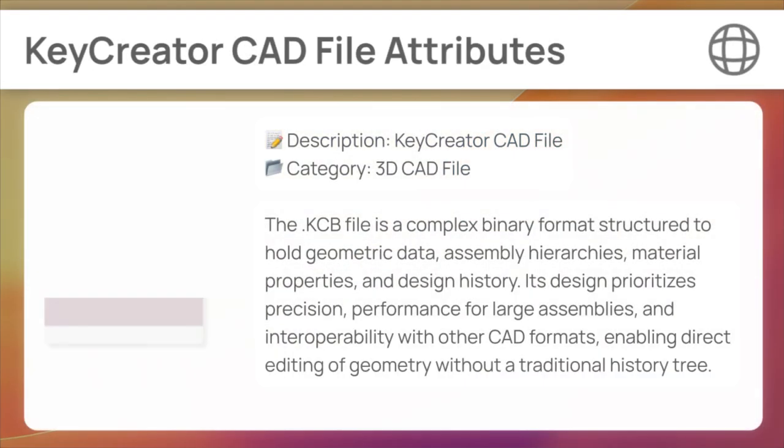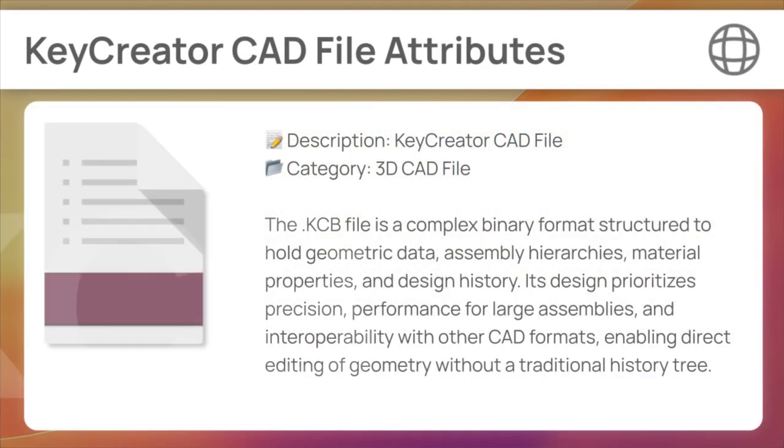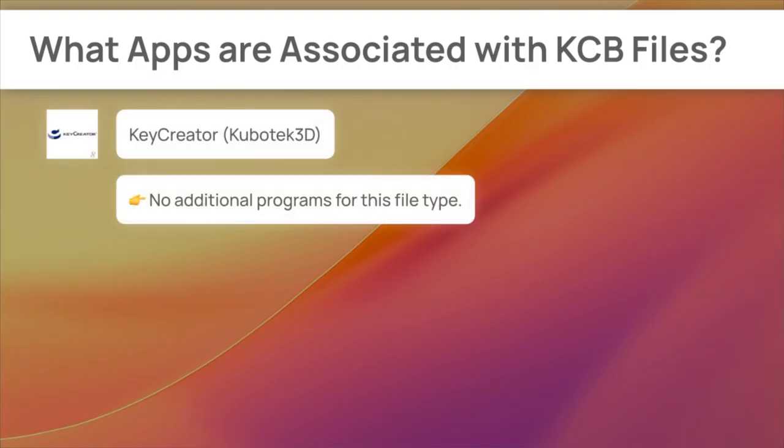The KCB file is a complex binary format structured to hold geometric data, assembly hierarchies, material properties, and design history. Its design prioritizes precision, performance for large assemblies, and interoperability with other CAD formats, enabling direct editing of geometry without a traditional history tree. We recommend using KeyCreator by Kubotech 3D to ensure proper reading of KCB.